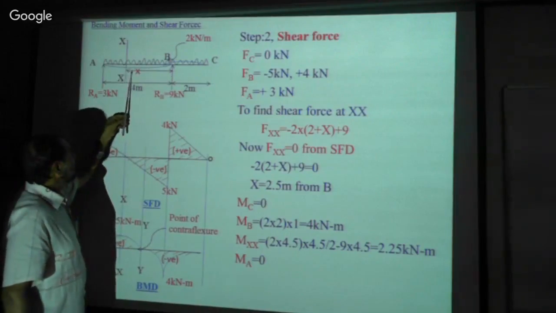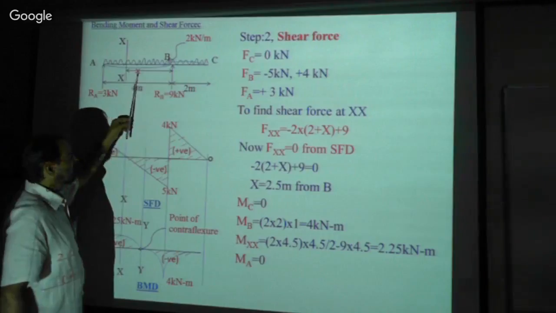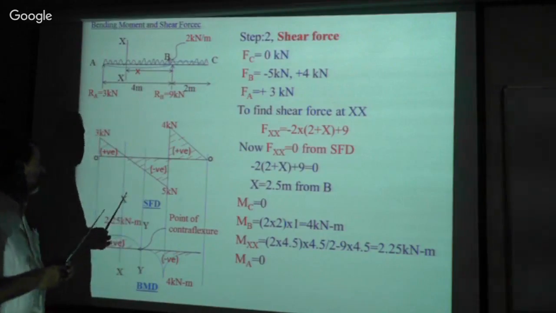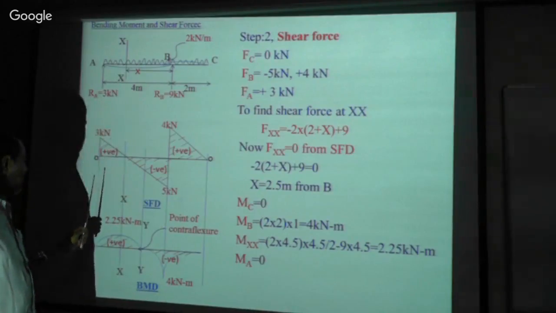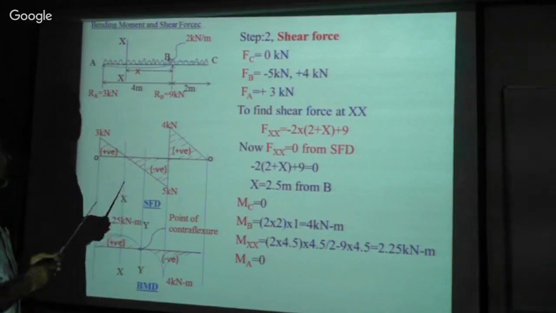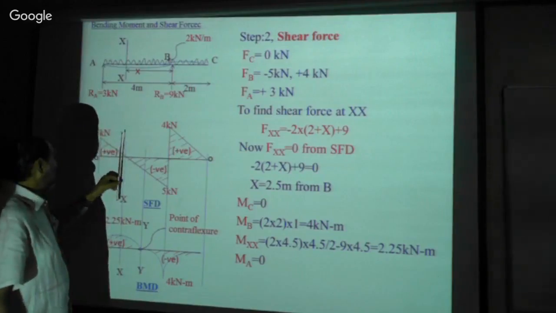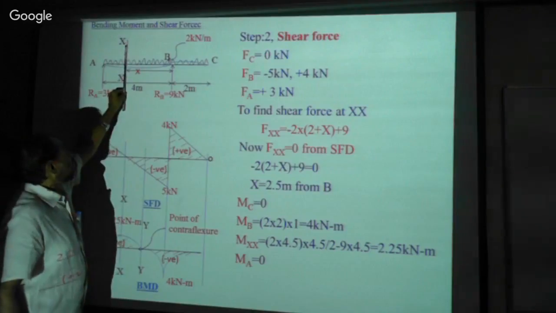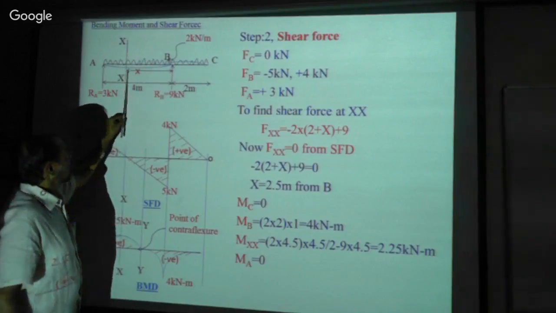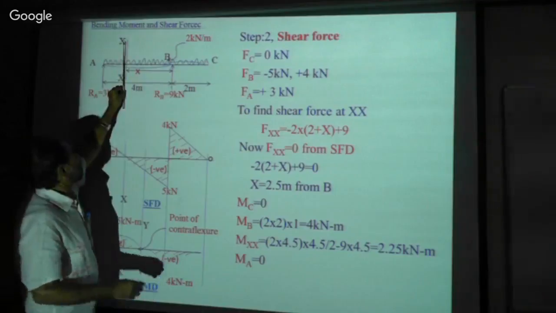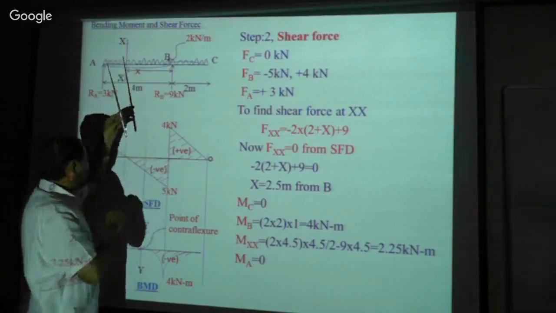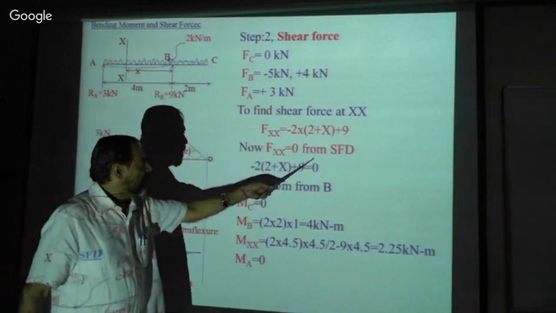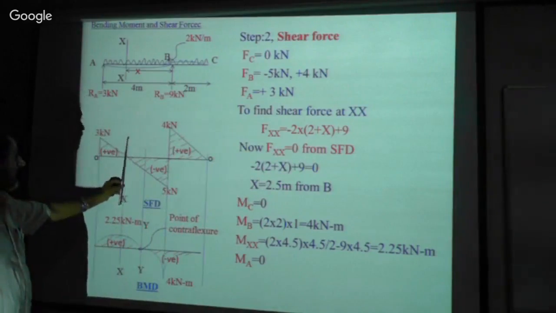Now, therefore, first let us find out the x. What is the distance where it is 0? Therefore, we have to recognize this. To calculate it, we calculate the shear force at section XX, at a distance x from B. Because from the shear force diagram, Fx, that is the shear force at XX, is equal to 0.